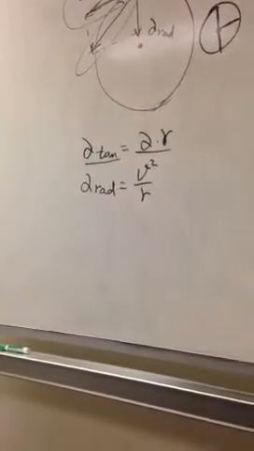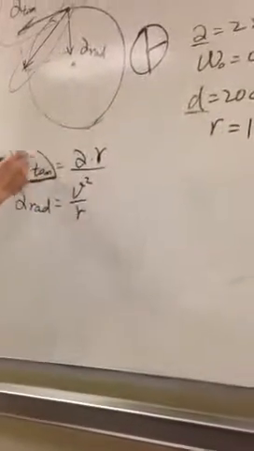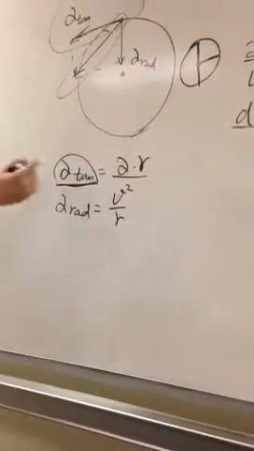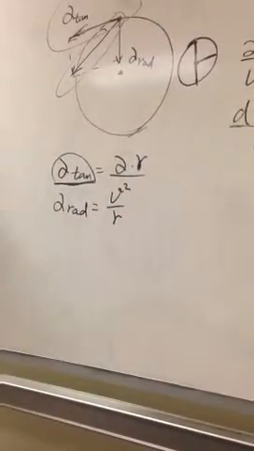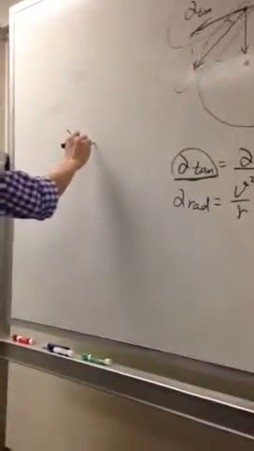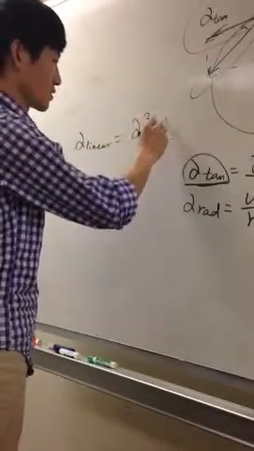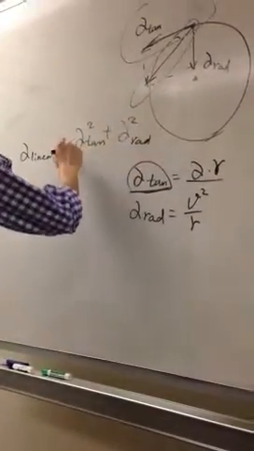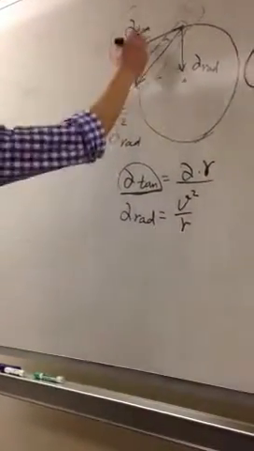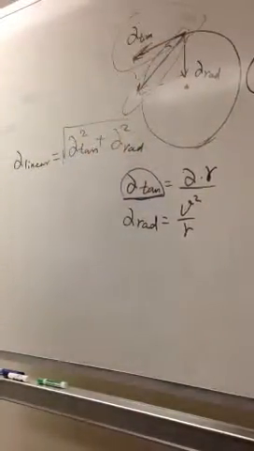But that's not the tangent acceleration. That's not the linear acceleration. The linear acceleration will be the tangent squared plus the radial squared, then the square root. So you have these, you have this. The combination is the linear acceleration.